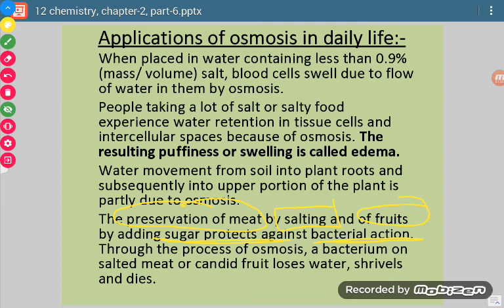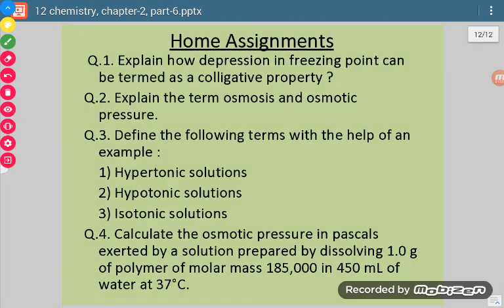Through the process of osmosis, a bacterium on salted meat or candied fruit loses water. When bacteria come onto such salted meat or sweet fruits, they lose their water. Because of that they shrink, and because of shrinking they die. So this way they cannot develop.